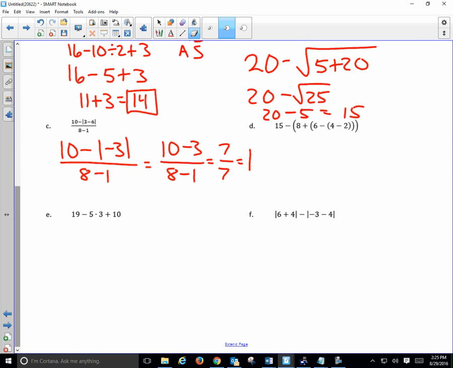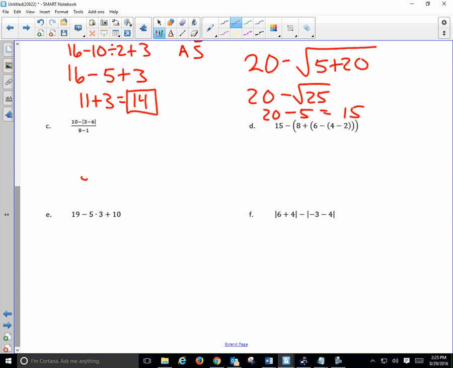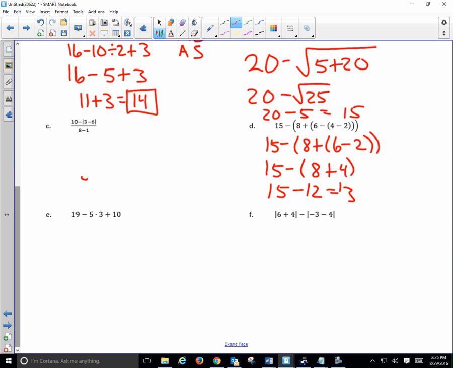What if you have multiple sets of parentheses, like in D? What do I do there? Yep, I'm going to start on the inside. So 15 minus 8 plus 6 minus 2. So I was able to get rid of one of my parentheses sets. Now I go to this parentheses set. 15 minus 8 plus 4. Now I get to this parentheses set. 15 minus 12. You try E and F on your own.